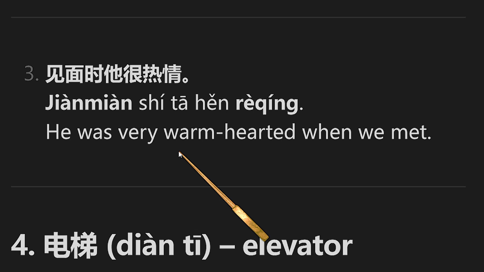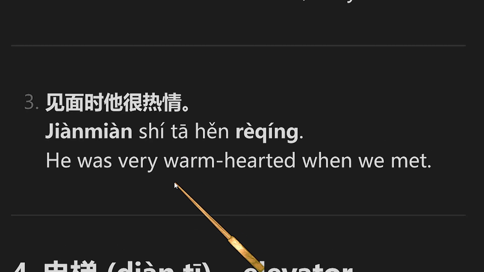Next one. He was very warm-hearted when we met. 见面时他很热情. 见面时, at the time when we met, or when we see each other. 时 is time, as in 的时候. 他很热情. She is very 热情, warm-hearted. 见面时她很热情. She is warm-hearted.